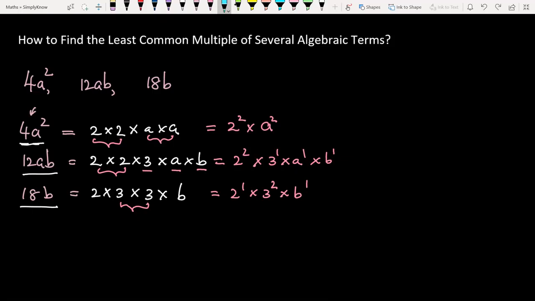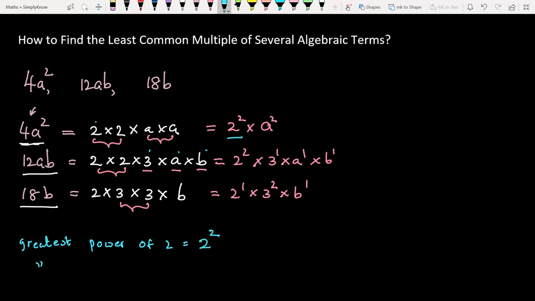Now we need to find the greatest power of each factor. How many factors are here? We have 2, then 3, also a, and b. So what is the greatest power of 2? It's 2 to the power 2, right? So 2 to the power 2.